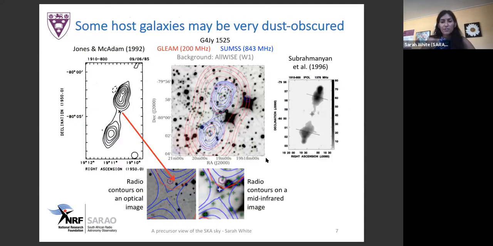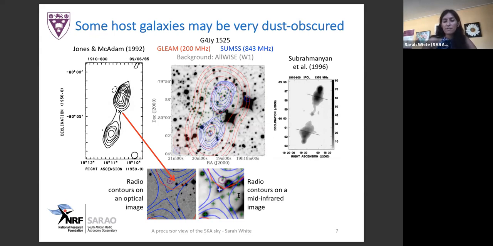Now I'd like to emphasize why it is we use mid-infrared images for doing our host galaxy identification. So in the top left, we have an identification from 1992. This is the position shown by the cross here. And this likely came about because this was the brightest optical source close to the ridge or the neck of the radio emission between the two radio lobes.